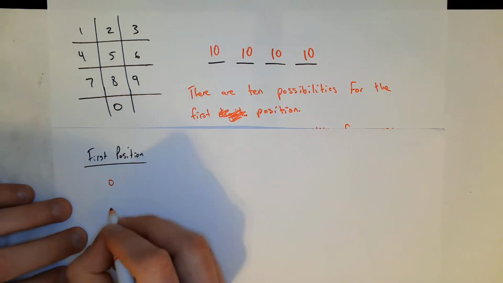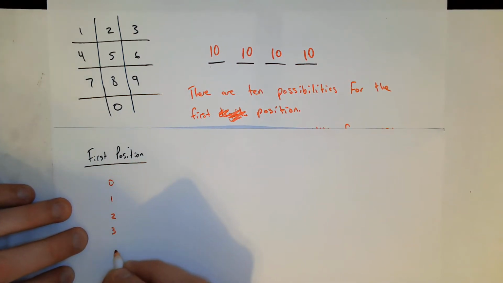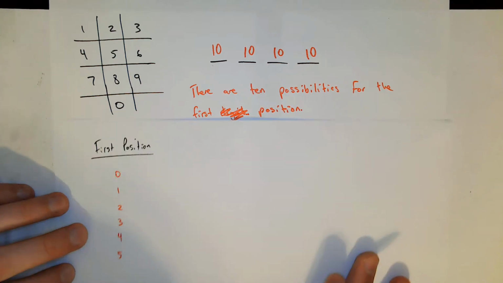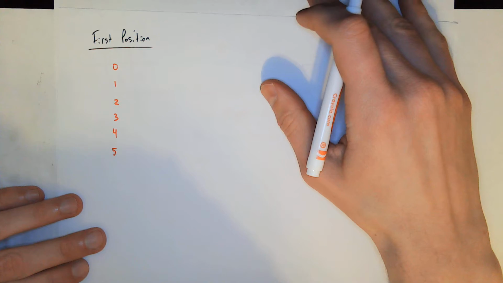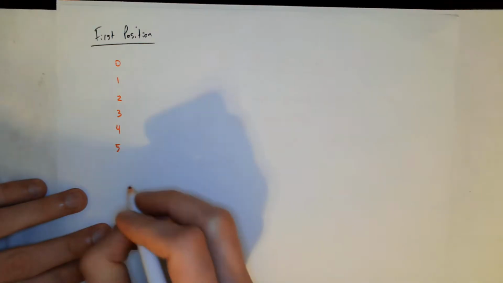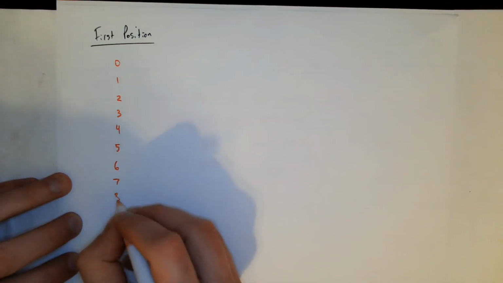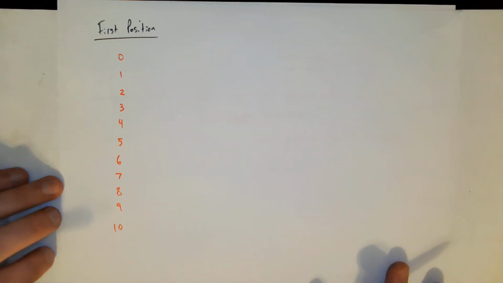I can have a 0, 1, 2, 3, 4, 5, 6, 7, 8, 9, or 10. Okay, this is first position.